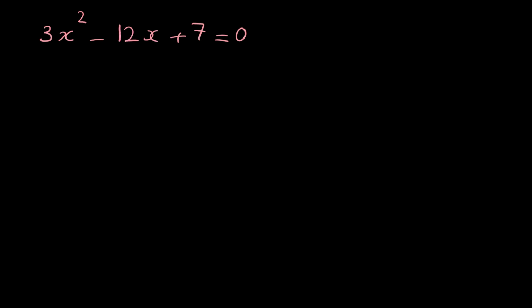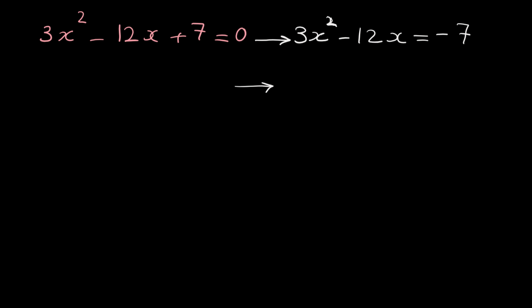Look at this example. As you can see, the leading coefficient, this number here, is not 1. So far, all the examples that we have seen, the leading coefficient is 1. So let's see what changes during the process of solving the quadratic equation when the leading coefficient is other than 1. The first step is the same as before. We move the constant to the other side. So 3x to the 2 minus 12x equals negative 7.